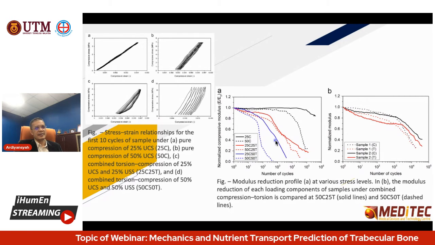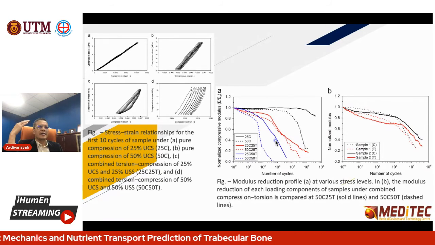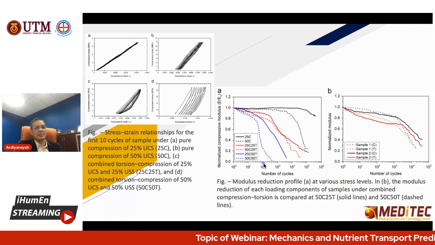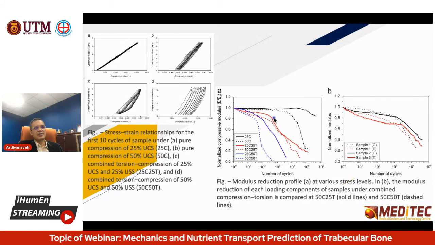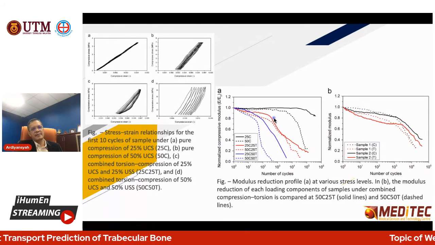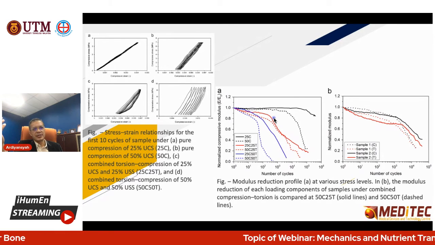Then we can check here. There is a change in the properties. The number of cycles is really low at point B. And for the 25 compression with the 50 compression, 25 torsion, the cycles to failure are quite high compared with the first, that is 50% of the torsion.